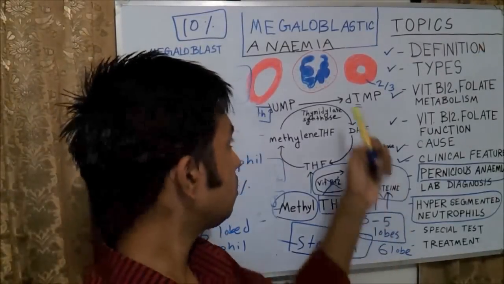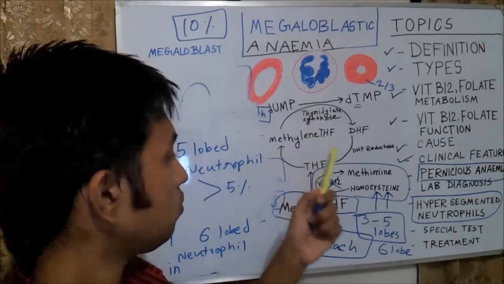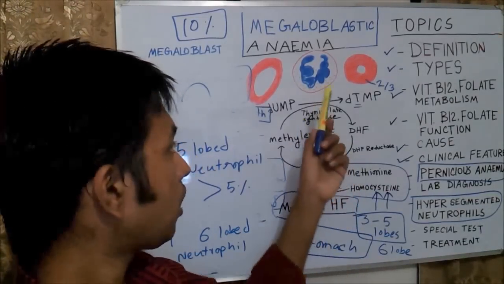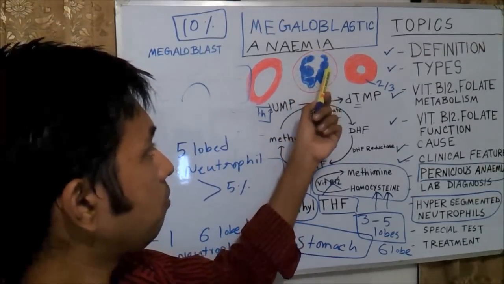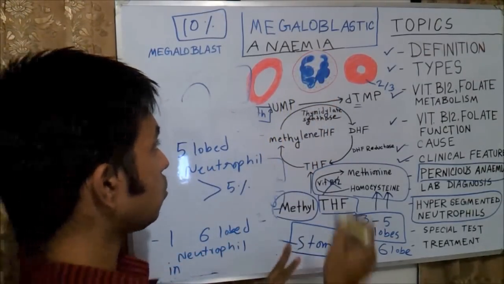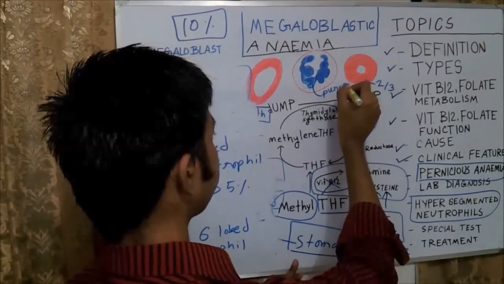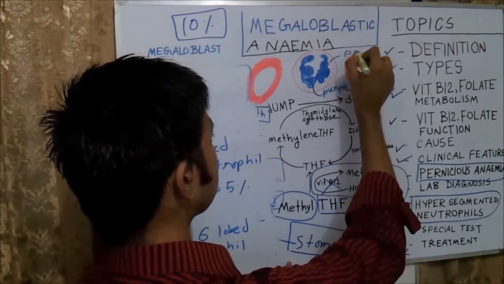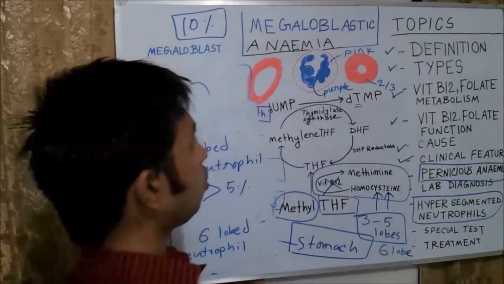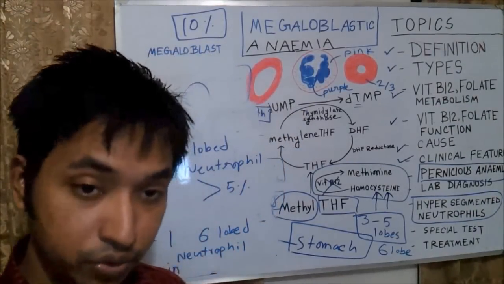Recall that the colors are not perfectly accurate. I don't have a purple marker, so I drew that with blue, but actually this nucleus will be purple in color. So this has to be purple, not blue. And these granules are pink. So this is the finding that we will have in the peripheral blood film.